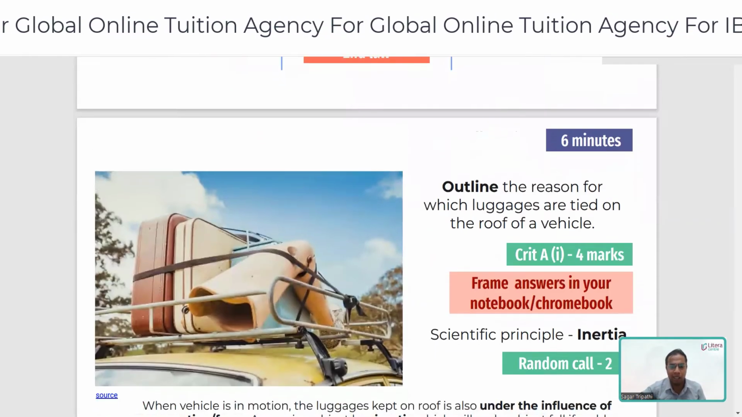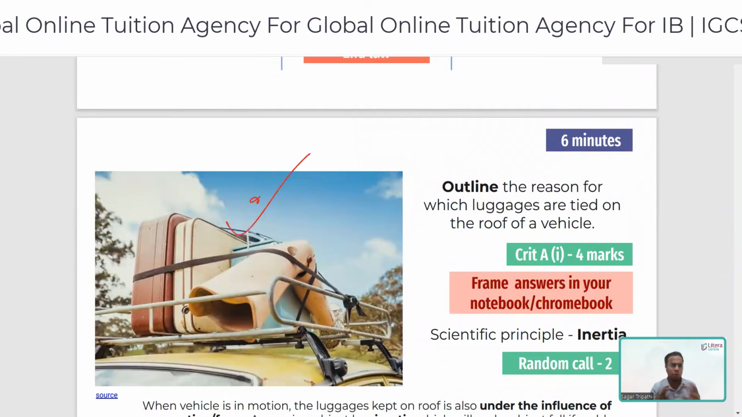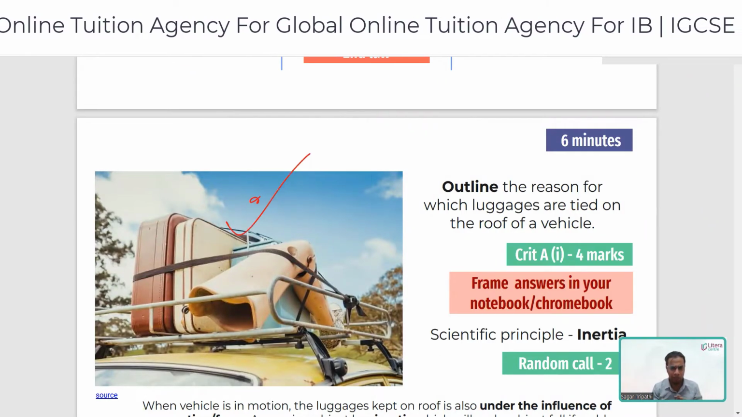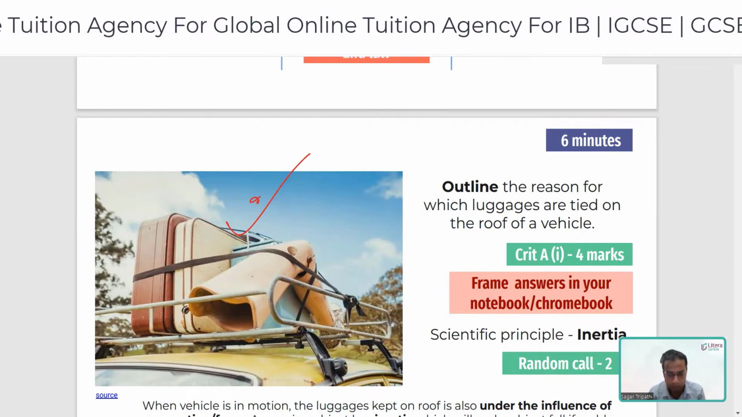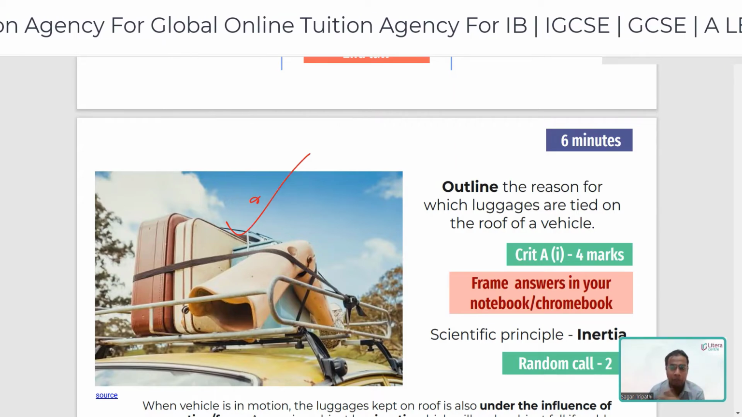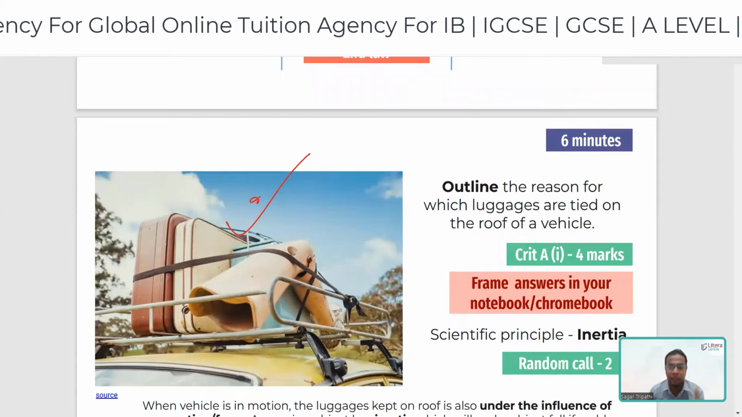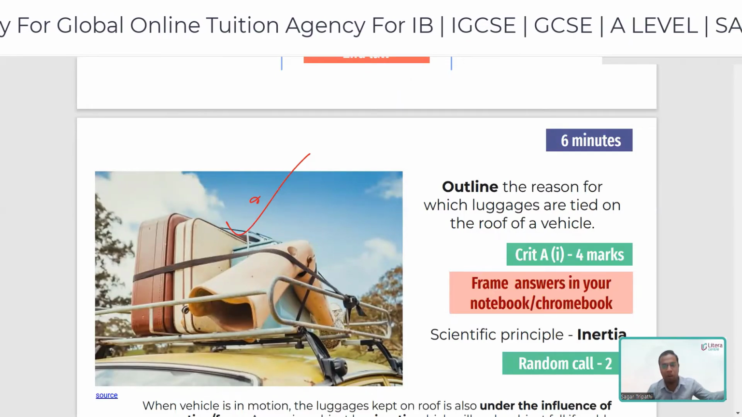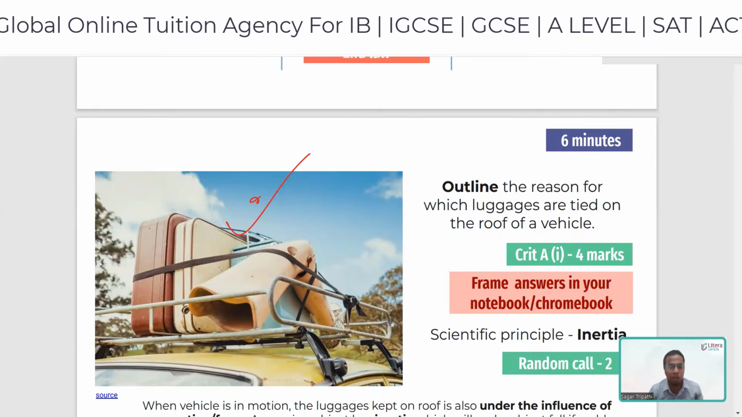Before we start, try to think of this situation. You already know, whenever we travel by a vehicle, we tie the luggage on the roof of the vehicle. Can you think of the reason why we do so? What will happen if you don't tie this luggage? Eventually it will fall down, right? If the vehicle starts, or if sudden brakes are applied, it's going to fall down.